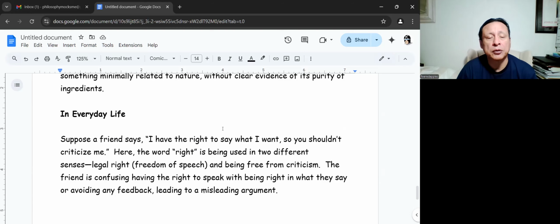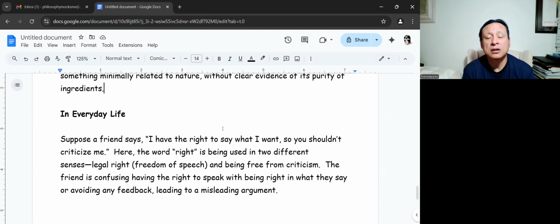Everyday life example. Suppose a friend says, "I have the right to say what I want, so you shouldn't criticize me." Right? This is common, especially when you have political opinions. Here, the word right is being used in two different senses: the legal right, the freedom of speech, and being free from criticism. The friend is confusing having the right to speak with being right in what they say, or avoiding any feedback, leading to a misleading argument.